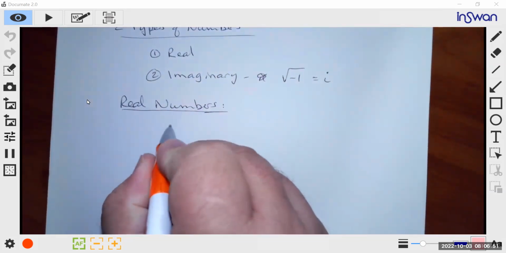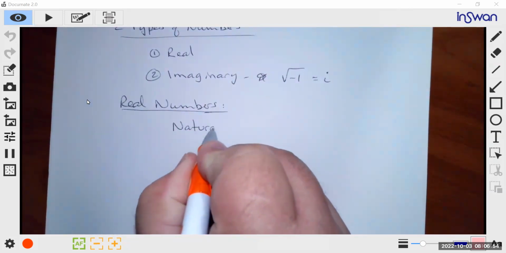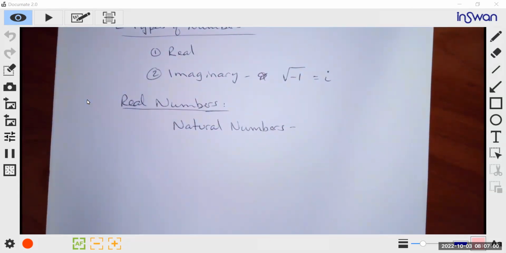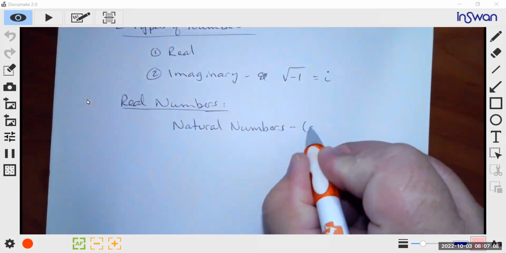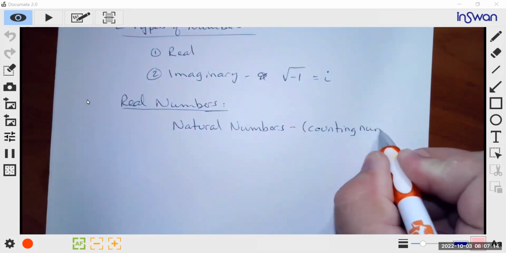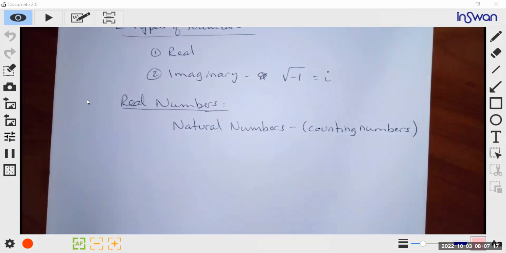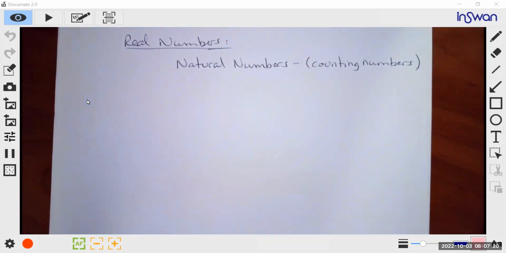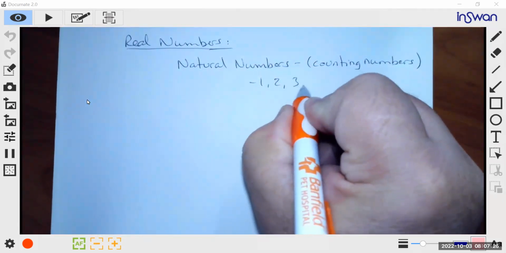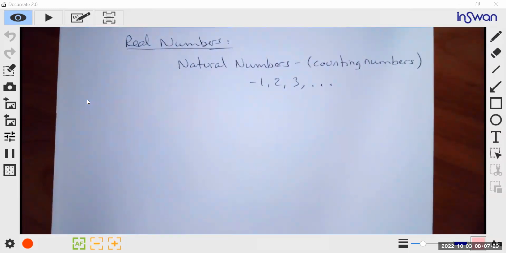First type we call natural numbers. Another name for those is the counting numbers. When you're asked to count, you always start off at 1, 2, 3, and so on and so forth, all the way to infinity. So those are the counting numbers.